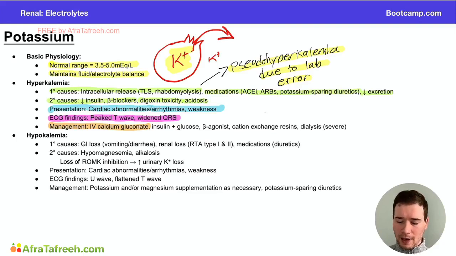Another option is to give patients insulin and glucose. We talked about how insulin stimulates the sodium potassium ATPase, and thus if you give them insulin, you can stimulate that pump, which will put more potassium inside of the cell.